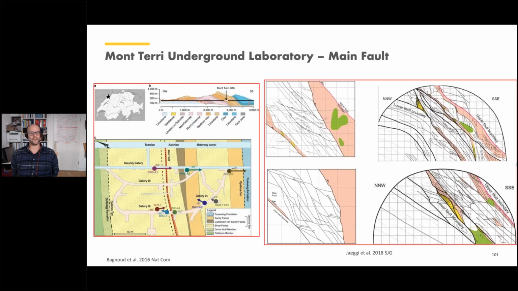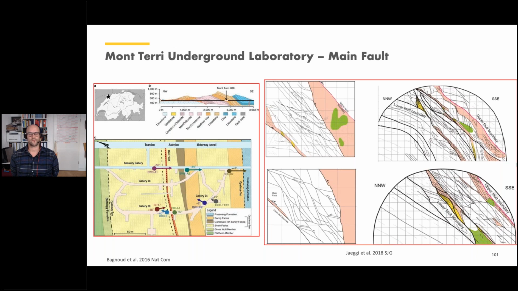So Opalinus, or Mont Terri, is an underground laboratory in Switzerland that is being looked at for radioactive waste storage. Within this underground laboratory, different tunnels have been drilled through Opalinus shale, and two of these tunnels cross-sected the main fault there. That provided us with four different windows where we could look at the fault zone in very much detail. And this is what we did.